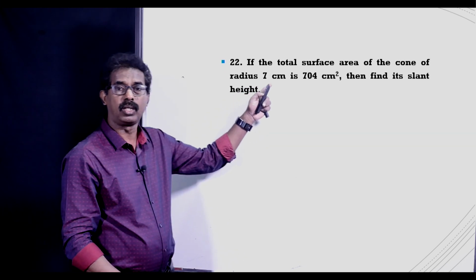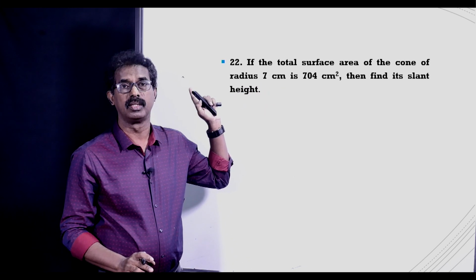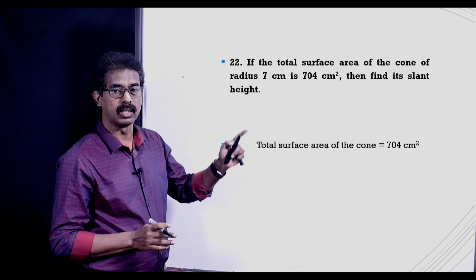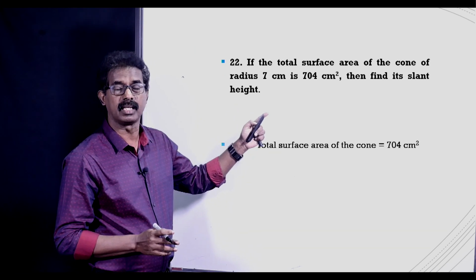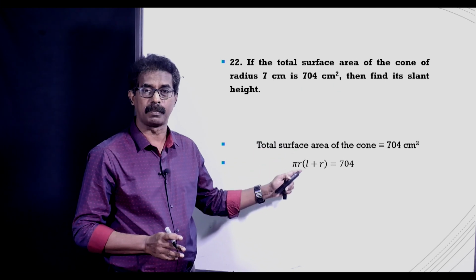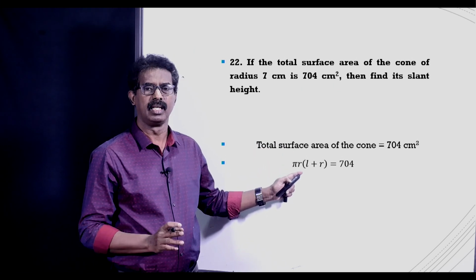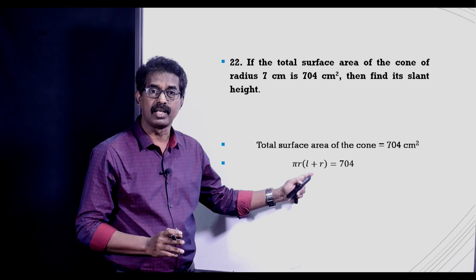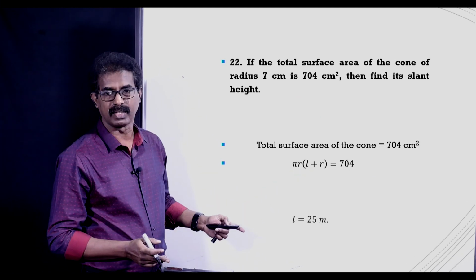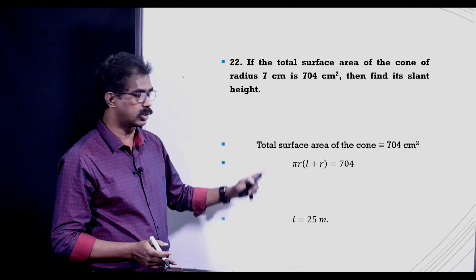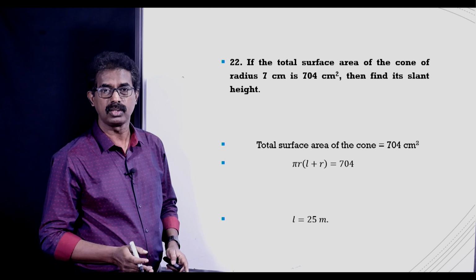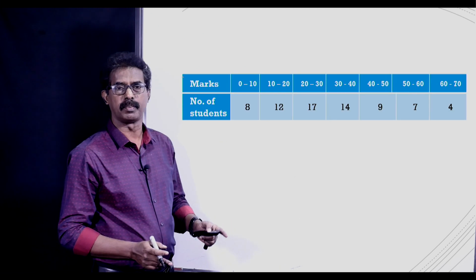Listen to this question. Total surface area of the cone. What's the only thing you need? The formula. The radius they have given us is 7 centimeter, and the total surface area is 704. The formula is pi r into L plus r. It's a direct formula. If you know the formula, substitute that R value, 7, and simply find the slant height. They asked to find the L value. You can do the calculation. Substitute pi value 22 by 7, and you get L equal to 25. Okay, just remember the formula.